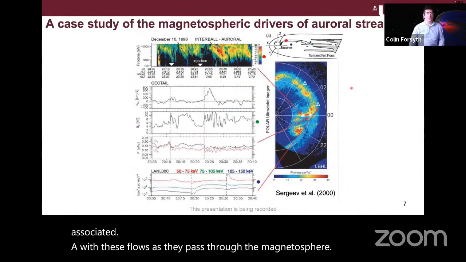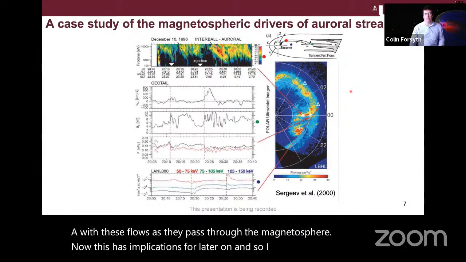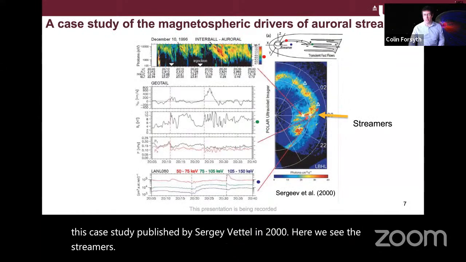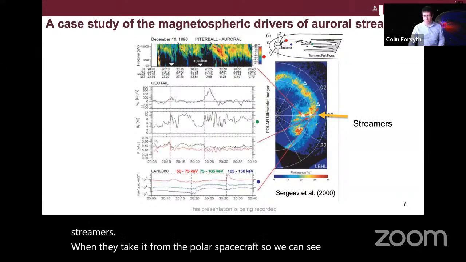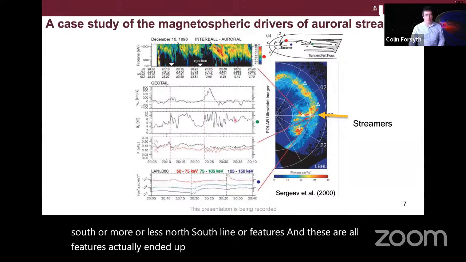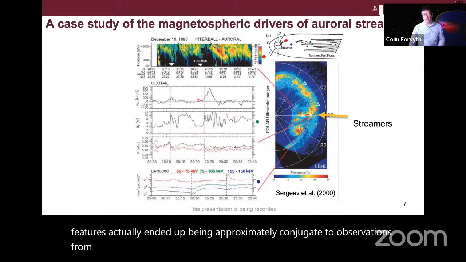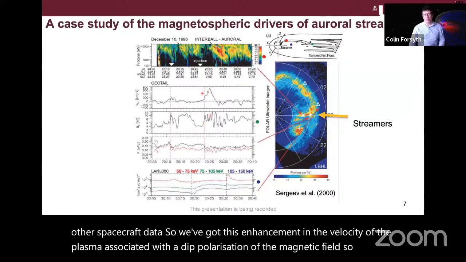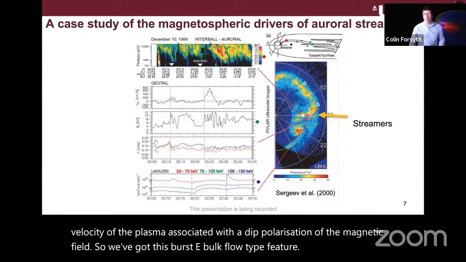Now, this has implications for later on, and so I wanted to take you through this case study published by Sergeev et al. in 2000. Here we see the streamers in the data from the Polar spacecraft, so we can see these north-south or more or less north-south aligned auroral features. And these auroral features actually ended up being approximately conjugate to observations from Geotail. So Geotail out in the magnetosphere observed what we've seen in the other spacecraft data. So we've got this enhancement in the velocity of the plasma associated with dipolarization of the magnetic field. So we've got this bursty bulk flow type feature associated with the streamer.